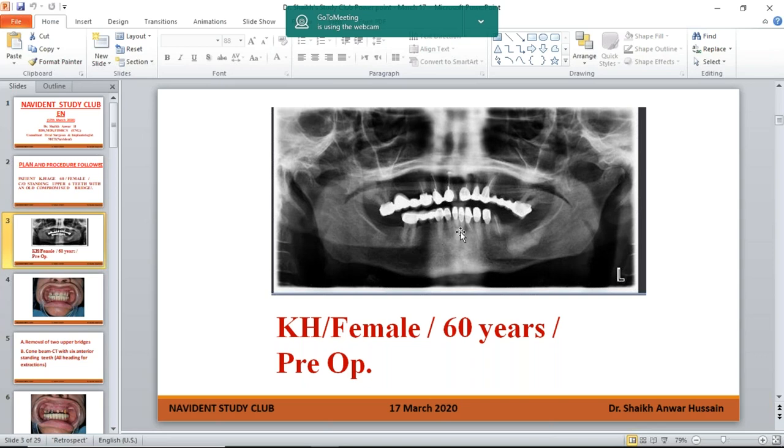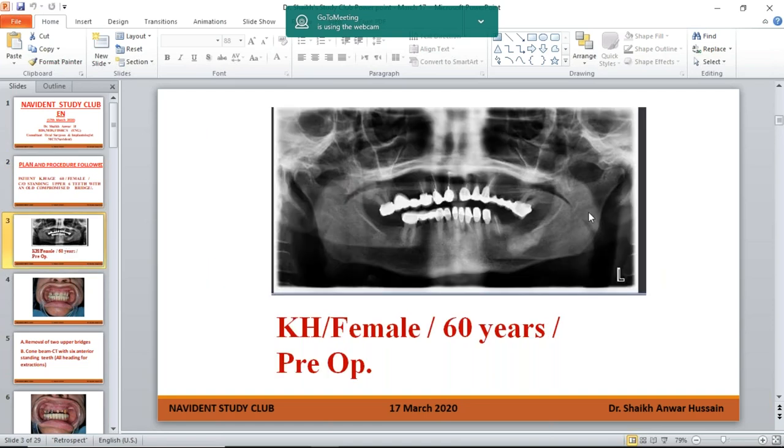And this was when we first started. Initially, I had planned and done the lower teeth, and I'd given her 3 implants and a temporary denture, which you will see in the next slide. And then for the upper jaw, I had planned to remove the bridges. So we go one by one.